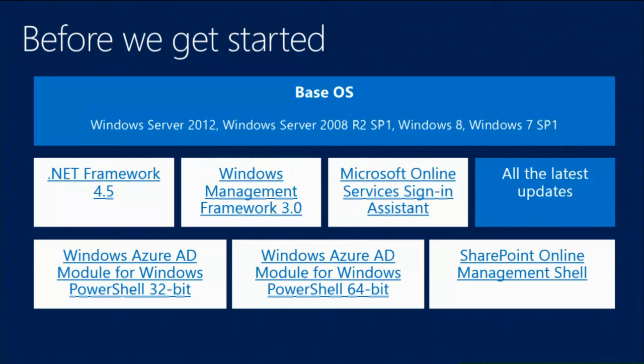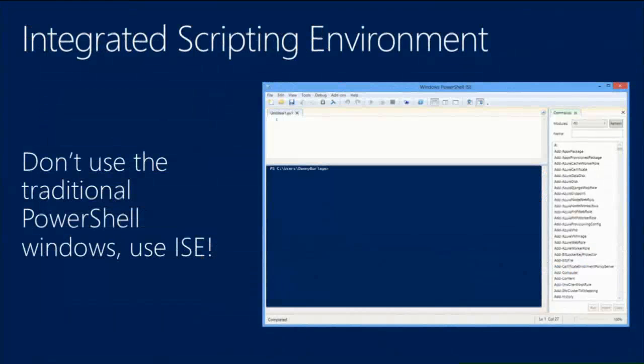You will need the Windows Azure AD module for Windows PowerShell, either 32-bit or 64-bit. And you'll need the SharePoint Online Management Shell, which you'll need to install on your local machine, on which you'll use your PowerShell commands. So if you download the presentation, these boxes are all linked, so it's a pretty easy, straightforward setup.